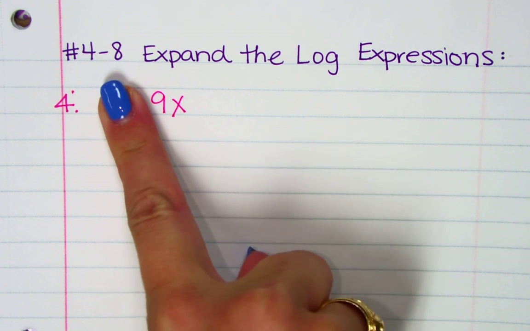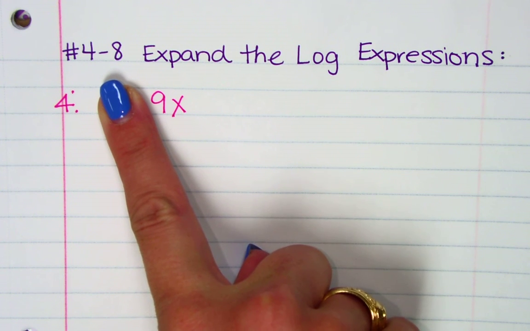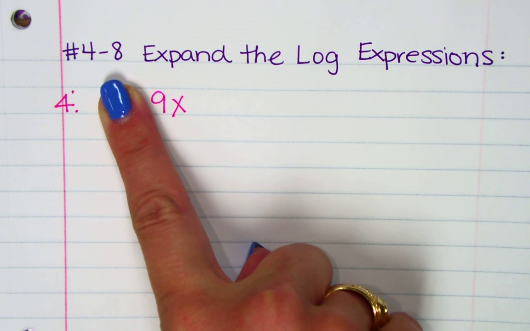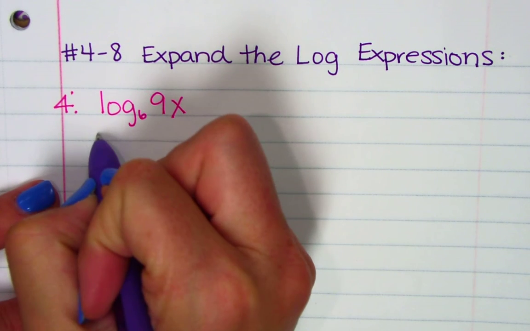You need to look at what's after the base, what's going on. 9x, are they multiplied, are they divided, or is that an exponent, a power? Multiply, that's 9 times x. What did we say you do when it's multiplying, a product property? Add them, right? Okay, so I'm going to make a little note.